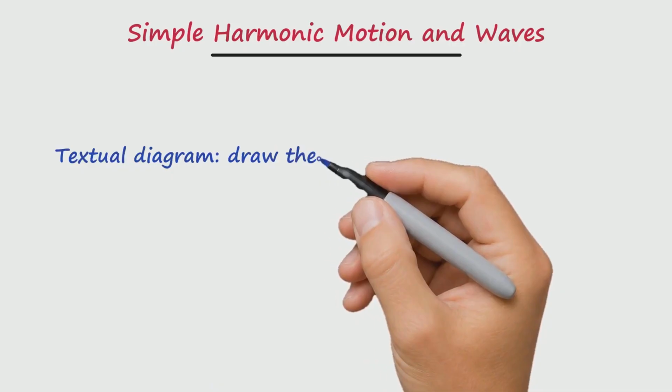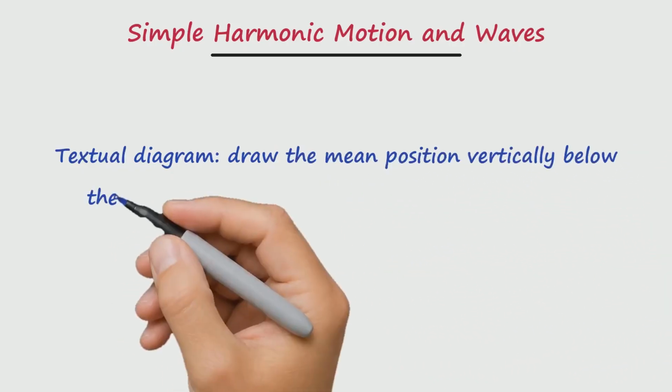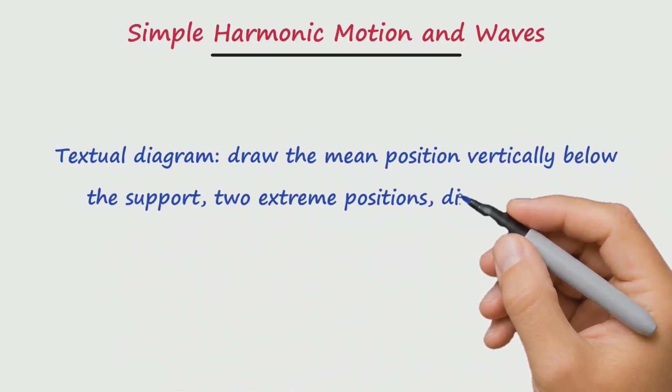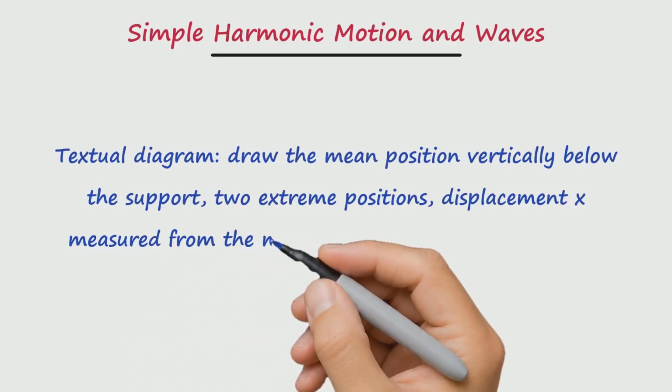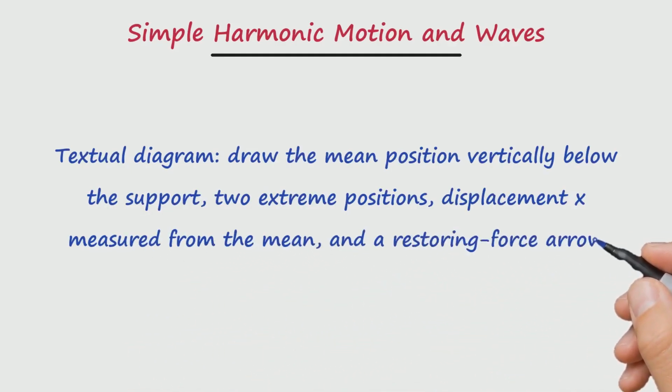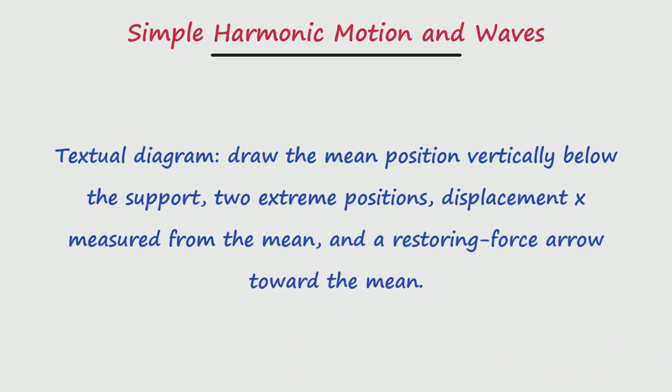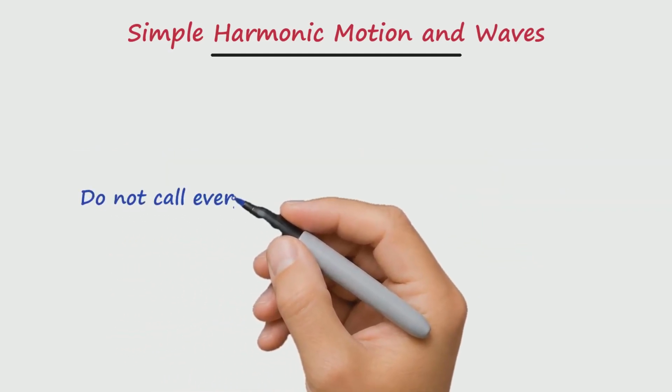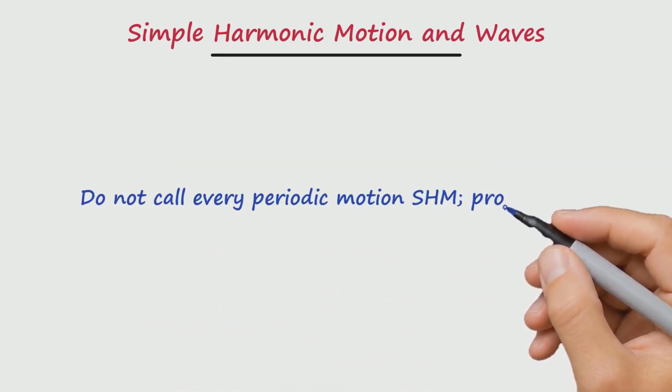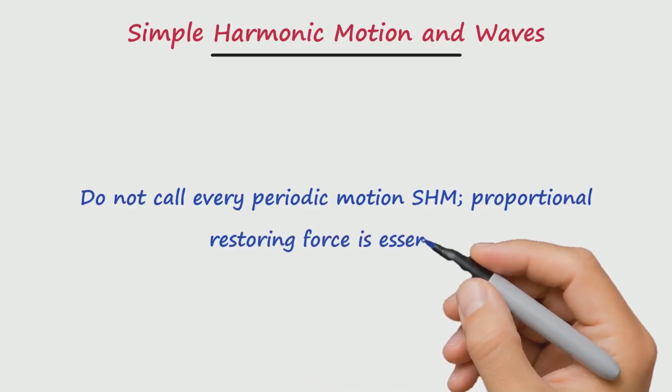Textual diagram. Draw the mean position vertically below the support, two extreme positions, displacement x measured from the mean, and a restoring force arrow toward the mean. Do not call every periodic motion SHM. Proportional restoring force is essential.